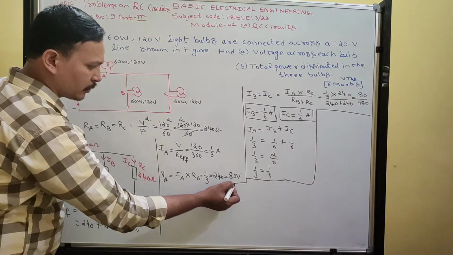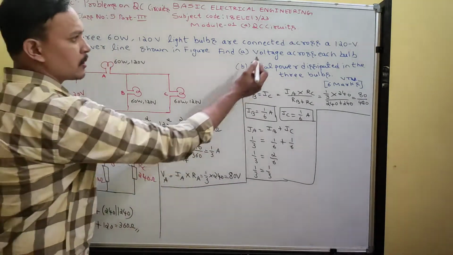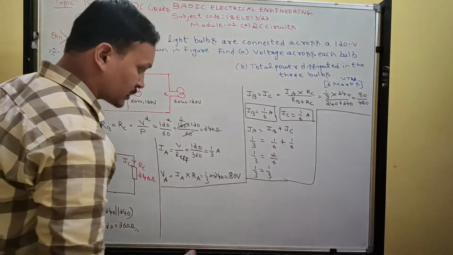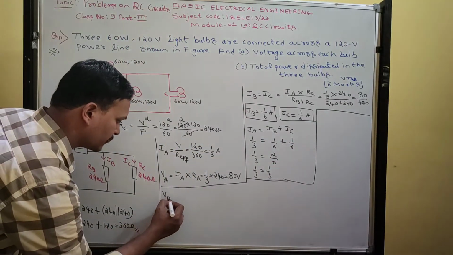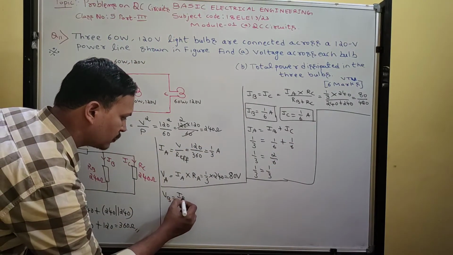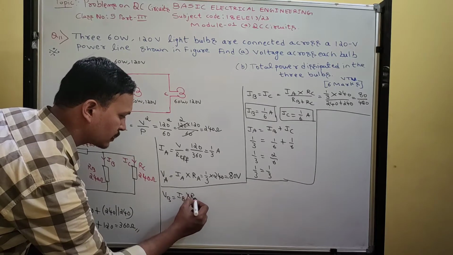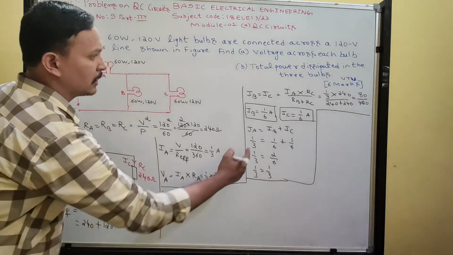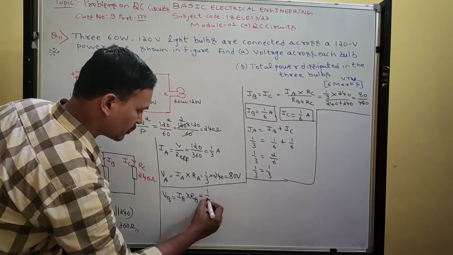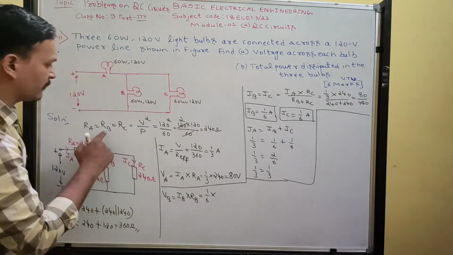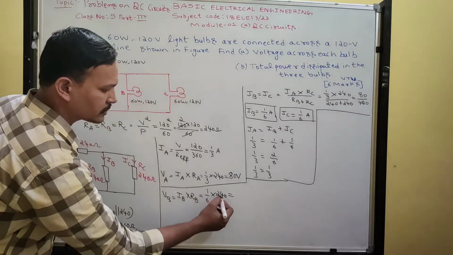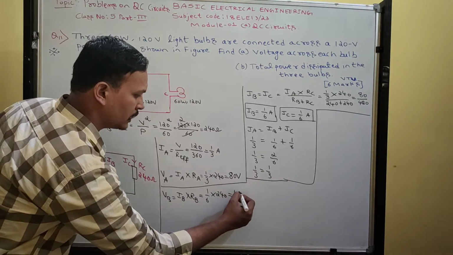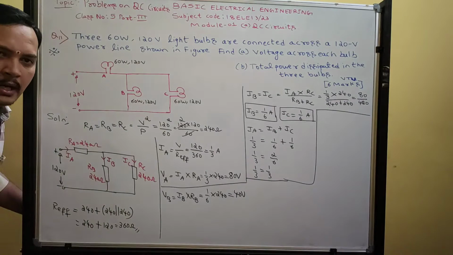Now I have calculated only the voltage across bulb A. Then what is the voltage across bulb B? Okay, I will solve it here. What is the voltage across bulb B? IB into RB. What is the IB value? 1 by 6. 1 by 6 into what is the RB value? 240 ohms. So if you do this, 6 1s are 6, 6 4s are 24, 40 volts. That is the value of VB.